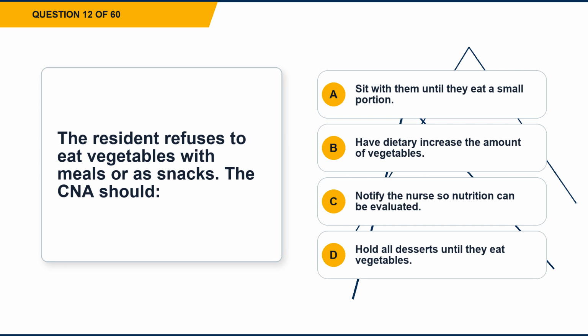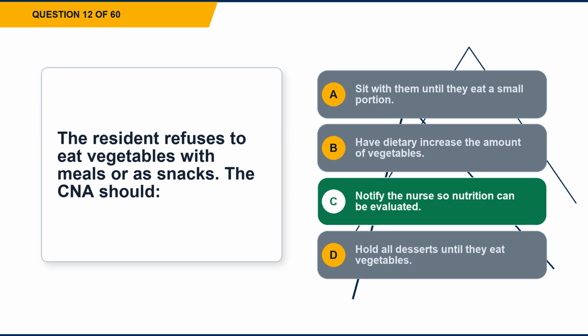Question 12. The resident refuses to eat vegetables with meals or as snacks. The CNA should: Option A, sit with them until they eat a small portion. Option B, have dietary increase the amount of vegetables. Option C, notify the nurse so nutrition can be evaluated. Option D, hold all desserts until they eat vegetables. The correct answer is option C, notify the nurse so nutrition can be evaluated.